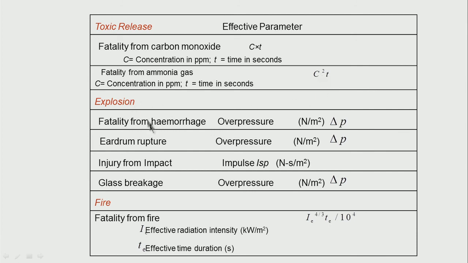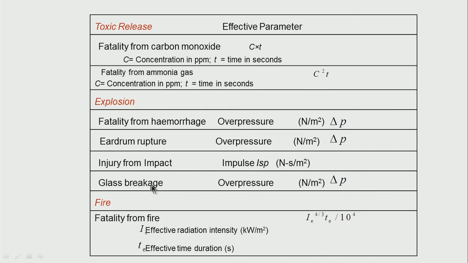In case of explosion, if we talk of fatality due to hemorrhage, overpressure is a good indicator, a single parameter. Eardrum rupture, we just now saw delta P. Injury from impact is more from impulse. And what is this impulse? Impulse is Newton second. We talk in terms of specific impulse, Newton second per meter square.